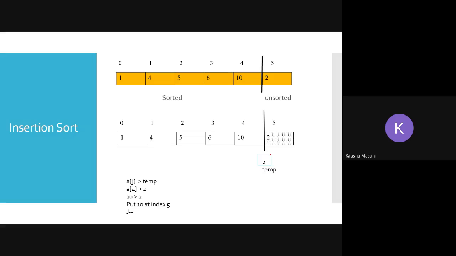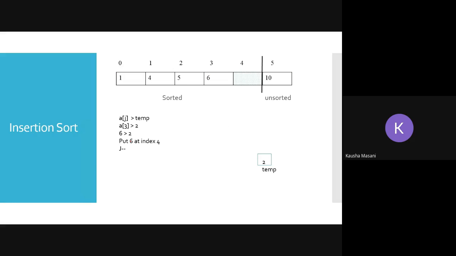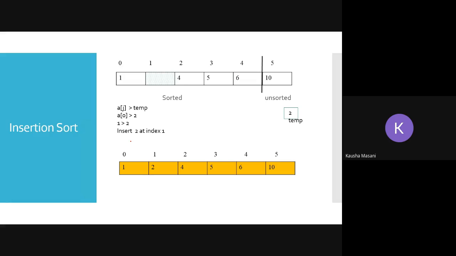Again, this 2 is going to be removed, or say placed in temp. So the index at 2 is empty. Now go on comparing. 10 greater than 2, yes. So shift right. 6 greater than 2, yes. Shift right. 5 greater than 2, yes. Shift right. 4 greater than 2, yes. Again shift right. 1 greater than 2, no. So 2 can be placed here. Okay. See, this is the same thing. So at the end you get the insertion sort result as 1, 2, 4, 5, 6, 10.